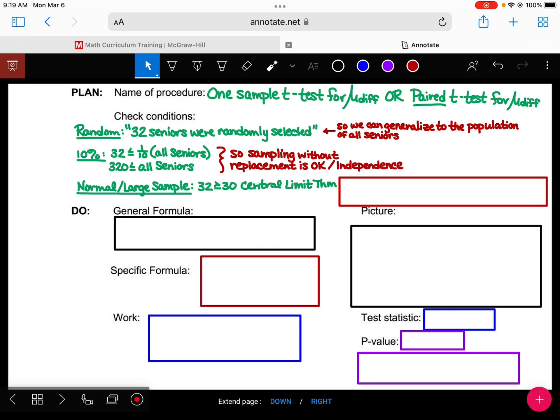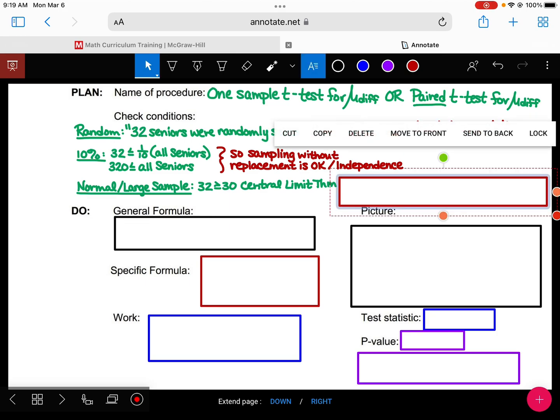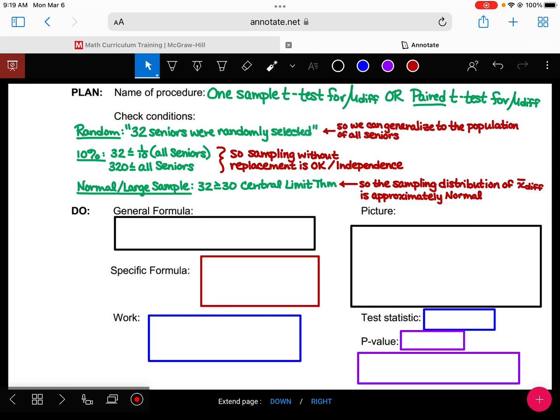Why do we care about this? Yes, it means the sampling distribution. If we did every single random sample from this population of size 32 over and over until we get them all, that sampling distribution would be approximately normal.